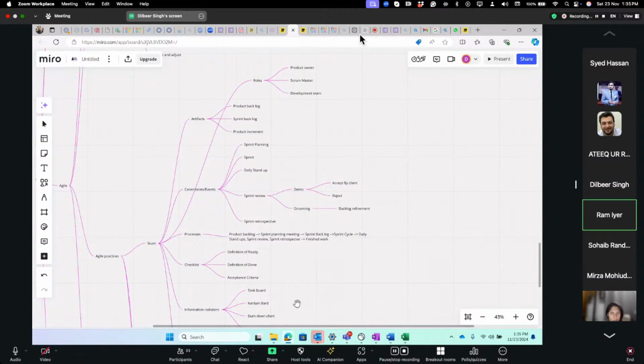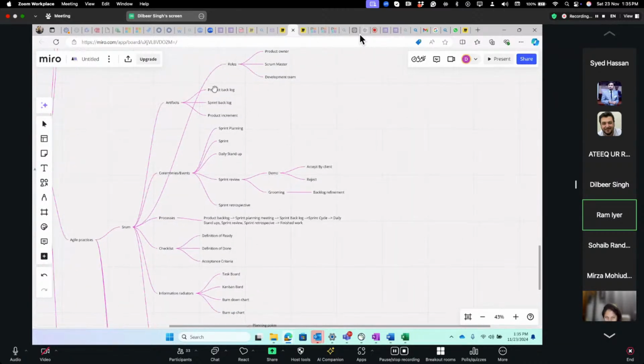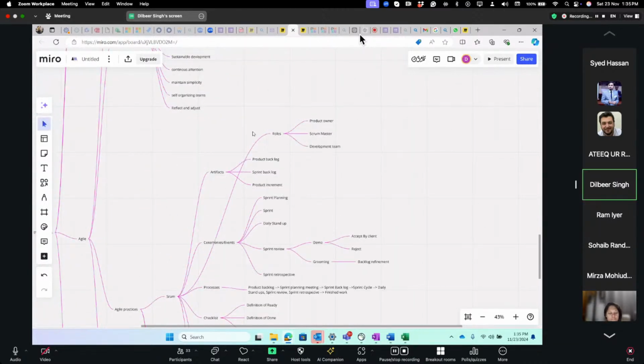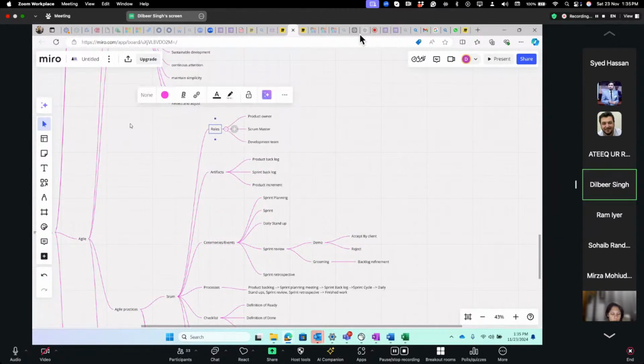And what is that? The next? I think there was roles. Sorry, it should have been a little bit above. No worries. This is here, right here. So we had roles and then artifacts.